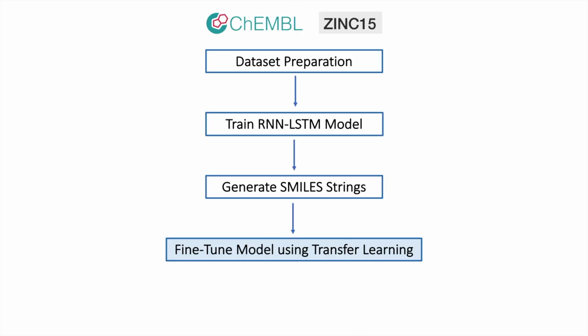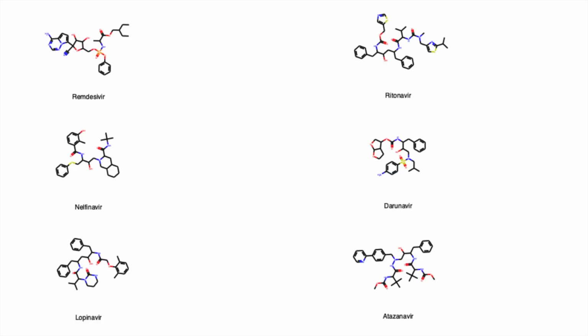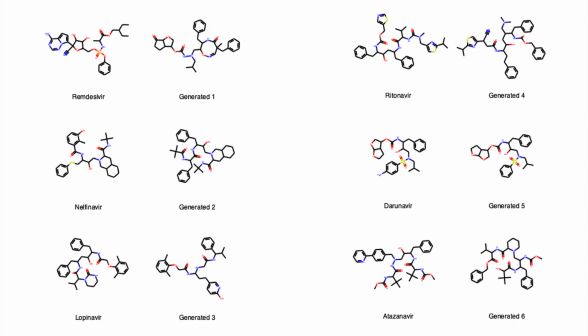The next step is to fine-tune the model using transfer learning. What this means basically is that we put in the known protease inhibitors for the model to learn and fine-tune so that it can generate molecules that are structurally more similar to these known molecules. And the generated structures are shown on the right. All these are the closest neighbors to the known molecules, which was calculated using Tanimoto similarity included in the RDKit package.